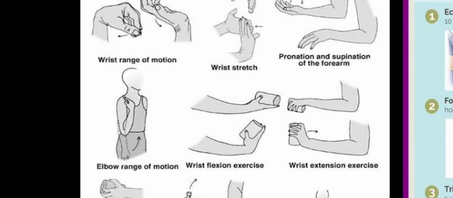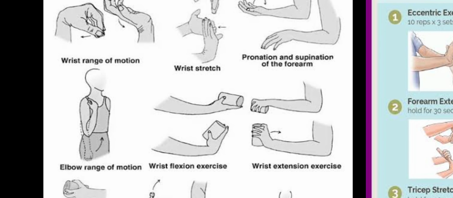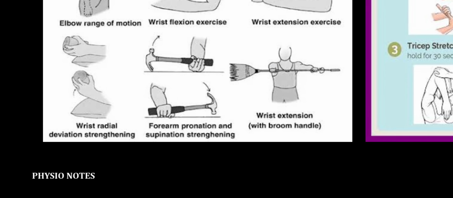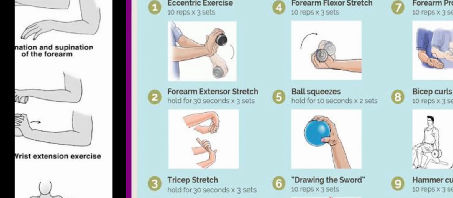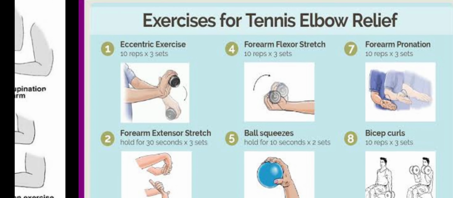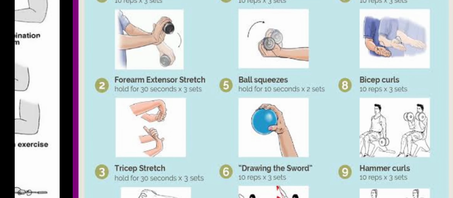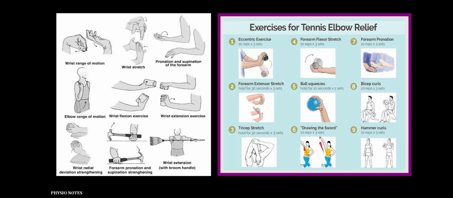Then next, it is some exercises, that is, which are the exercises used in tennis elbow condition, that is mainly wrist range of motion exercise, wrist stretch, then pronation supination, end range of motion, wrist flexion exercise, then wrist radial deviation strengthening, forearm pronation, etc. And here in the next picture, we can see the eccentric exercise that should be done for 10 reps for 3 sets, then forearm flexor stretch, forearm pronation, extensor stretch, ball squeezes, biceps curls, triceps stretch, then hammer curls, etc. So these are the main exercises that can be given for tennis elbow relief.